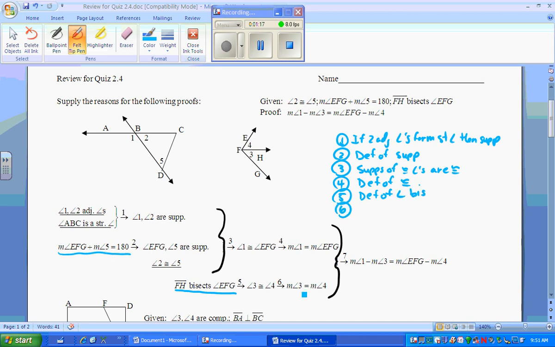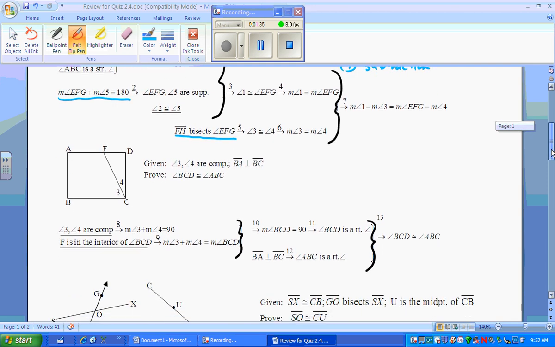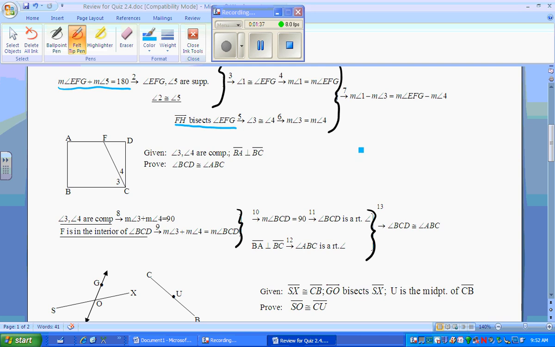6, congruent to equals again, so that's definition of congruent. And then number 7, you're taking these two statements and we're actually subtracting from them, so this is our subtraction property. All right, those are the first 7. Let's move on. The next one, we're at number 8. So 8, we're going from the complementary to saying they add equal 90. So this is definition of complementary.